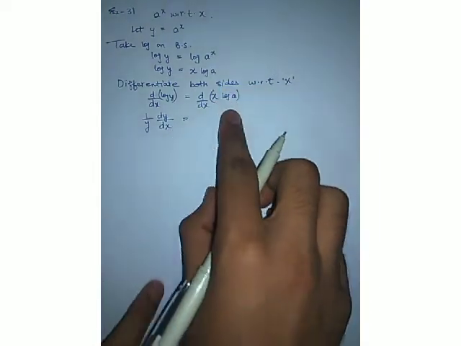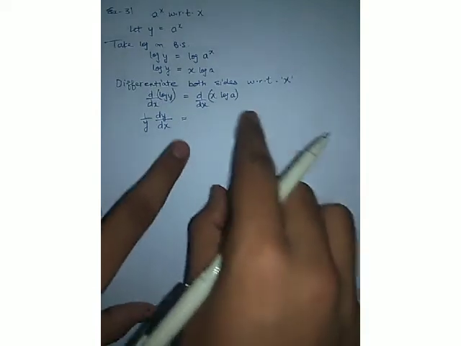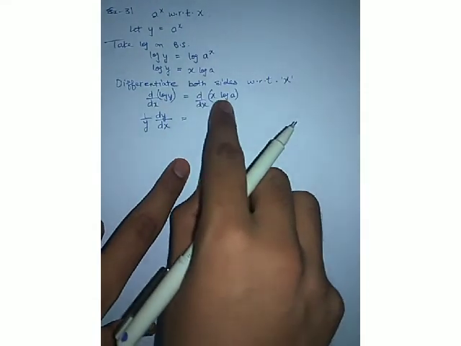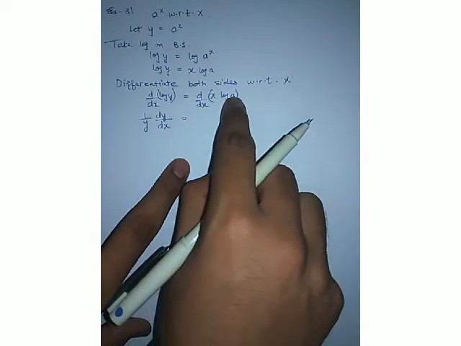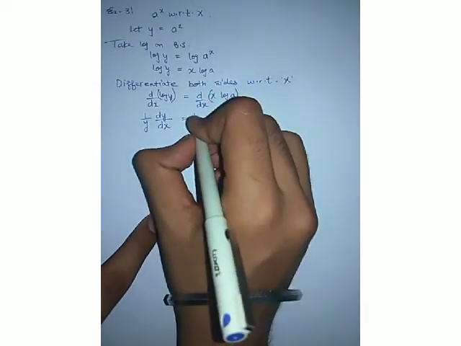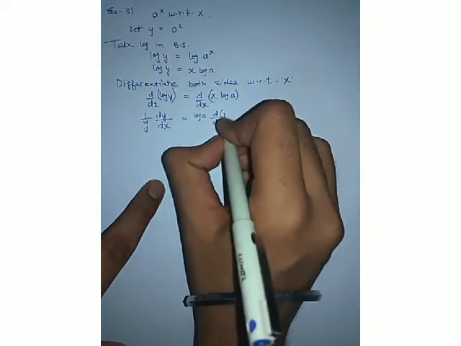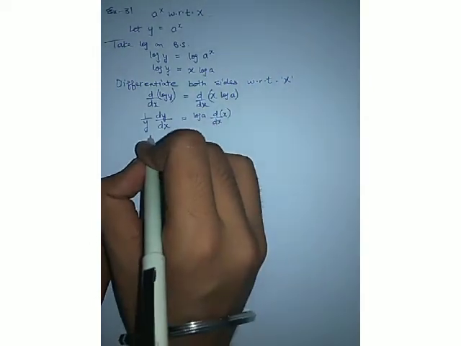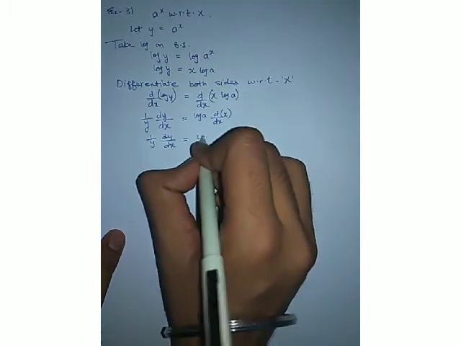Now in this bracket some of the students will apply the u into v identity of differentiation, but that will be wrong, let me tell you, because log a is a completely constant function and it can't be differentiated, so it will be out of the bracket, log a will be outside, and only x will be differentiated with respect to x. So 1 upon y dy upon dx will be equal to log of a.